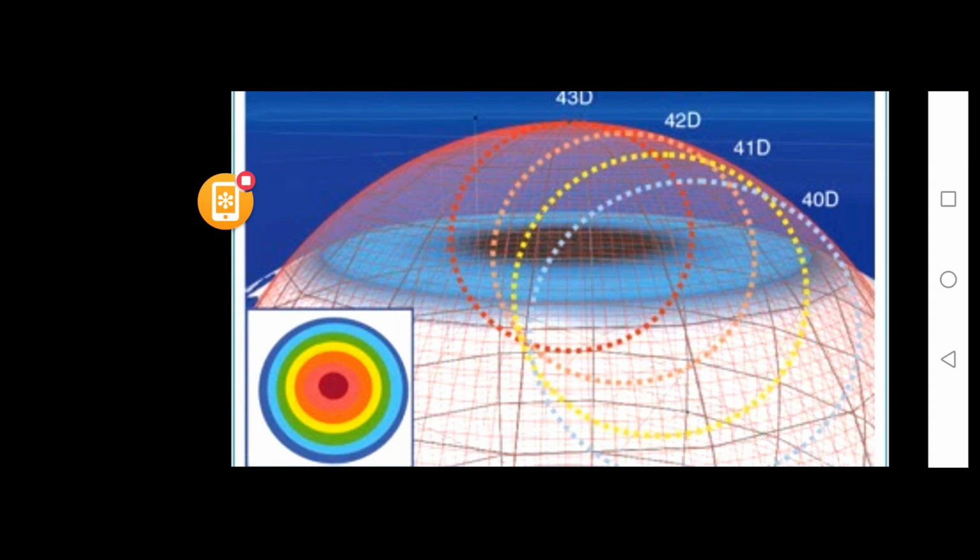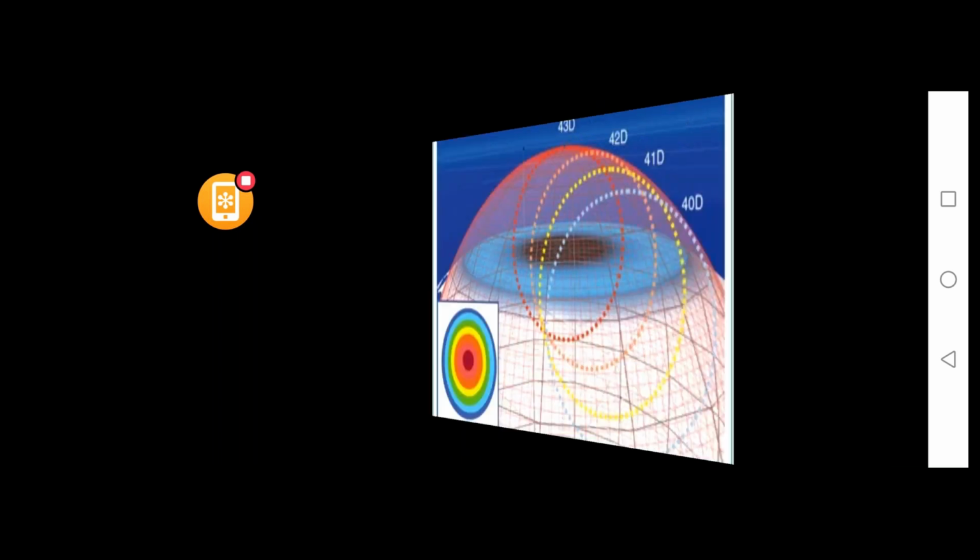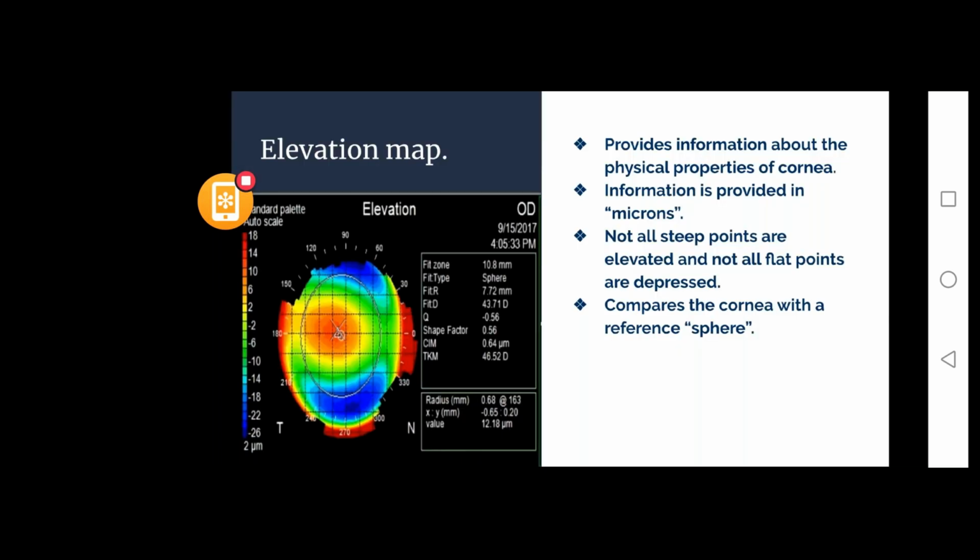I hope this is very much clear to all of you. The next would be an elevation map. Now, what is elevation? Elevation is nothing but how high the cornea is, right? Elevation literally means how high any surface is, or in this case, the cornea.